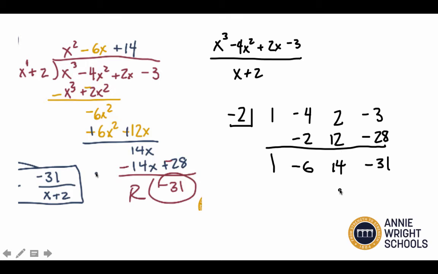The way the shortcut works is I have taken 1x cubed minus 4x squared plus 2x minus 3, and I've divided by x minus a negative 2. When I've done that, the answer is right here. 1x squared minus 6x plus 14, and the last number is the remainder. So plus negative 31 over x plus 2.